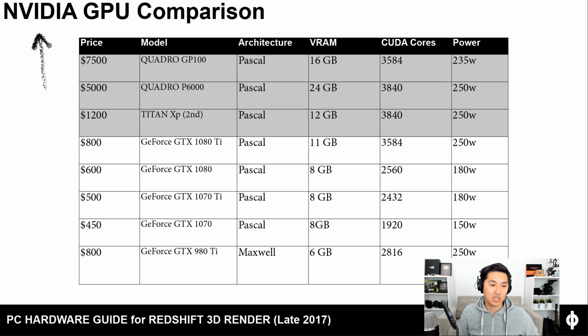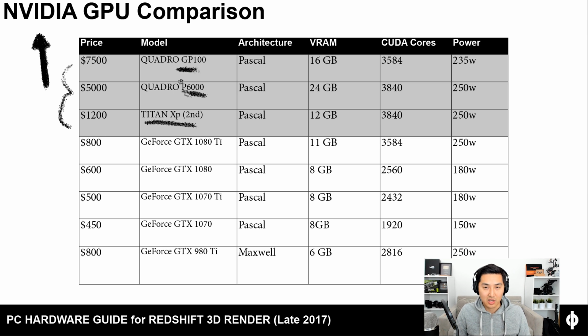Moving right along to the probably most important and interesting part, we're going to compare all of the modern NVIDIA GPUs as of late 2017 and talk about which ones are better for Redshift and why. So in the top here, we have the three in gray, and these are what we're calling the professional grade GPUs. They are the Quadro GP100, the Quadro P6000, and the Titan XP second generation. I'm just calling it the second generation.